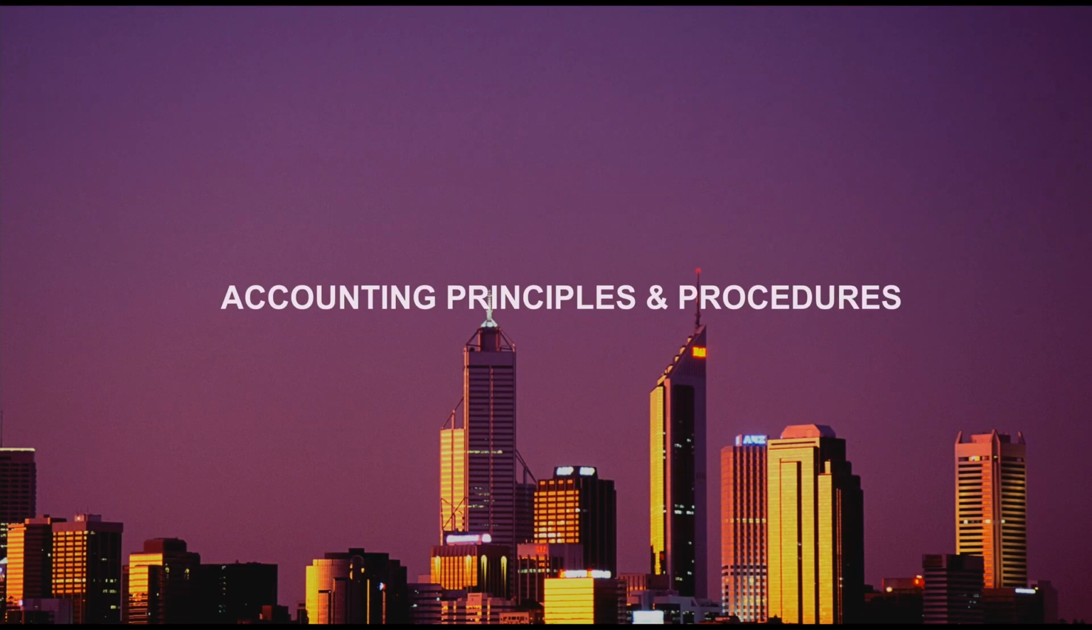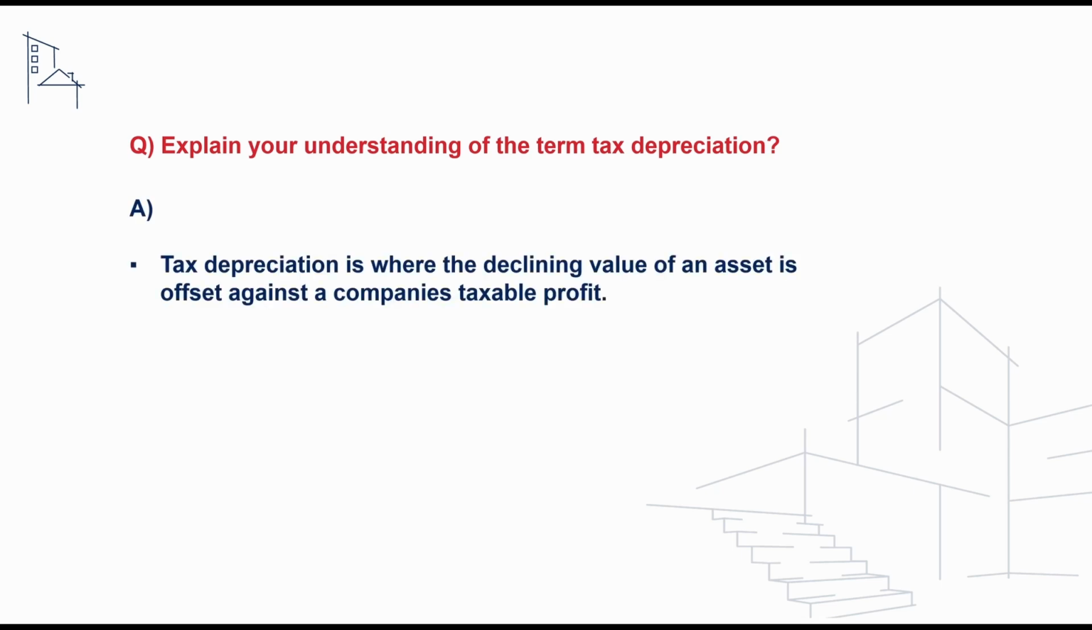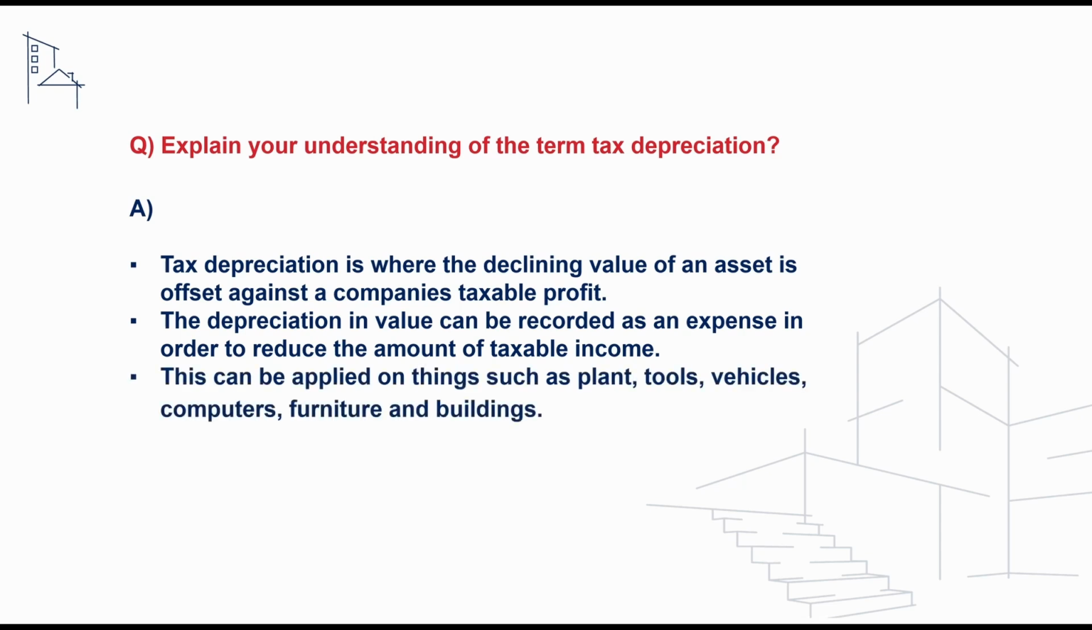The next competency we'll take a look at is accounting principles and procedures. And the first question we'll take a look at under this competency is please explain your understanding of the term tax depreciation. And to address this, we can say that tax depreciation is where the declining value of an asset is offset against the company's taxable profit. The depreciation in value can be recorded as an expense in order to reduce the amount of taxable income. This can be applied on things such as plant, tools, vehicles, computers, furniture and buildings.